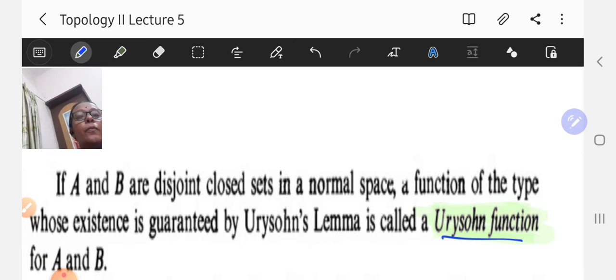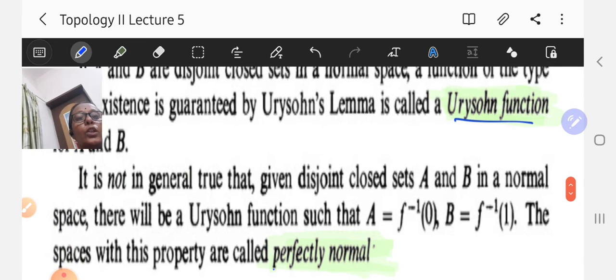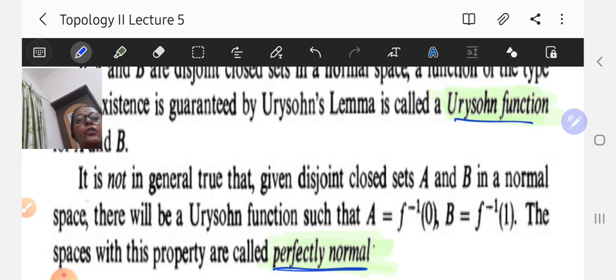And the next definition is perfectly normal. It is not in general true that given disjoint closed sets A and B in a normal space, there will be an Urysohn function such that A equal to f inverse of 0 and B equal to f inverse of 1. The spaces with this property are called perfectly normal spaces.